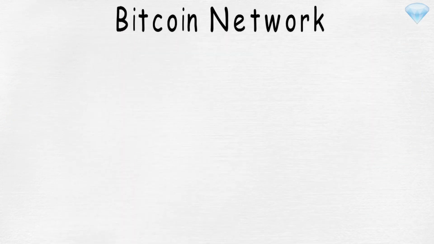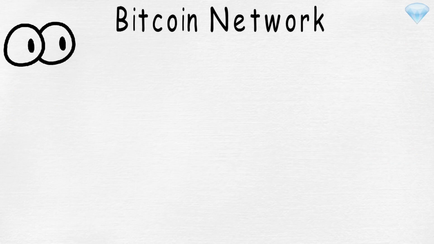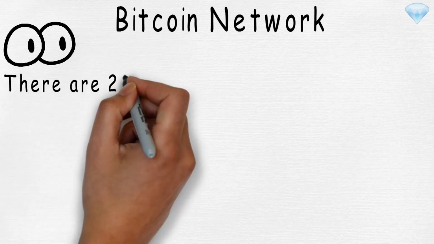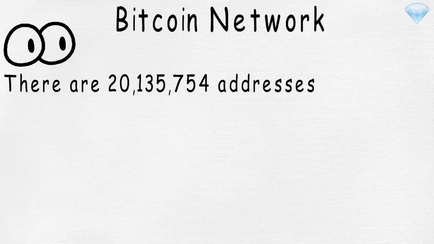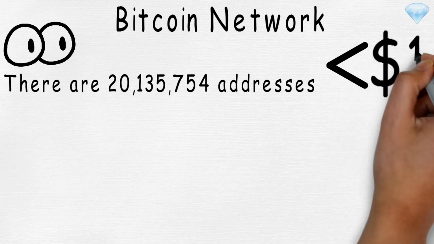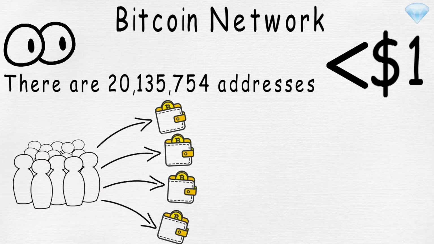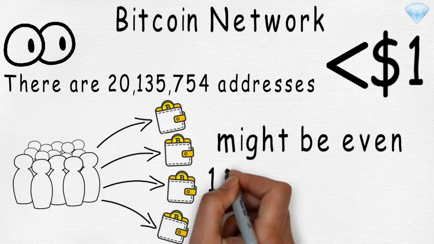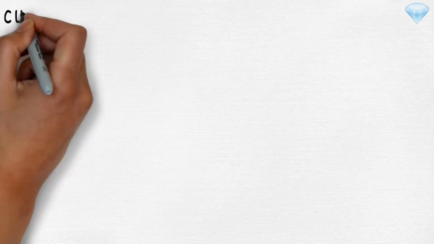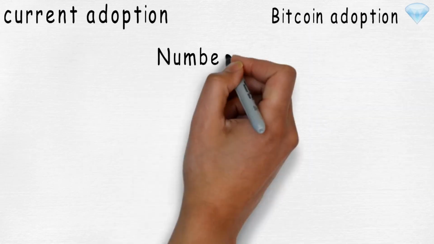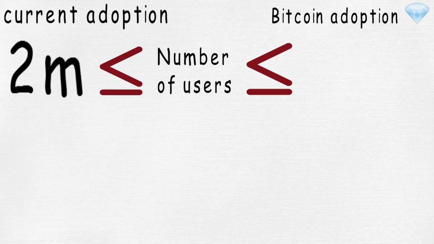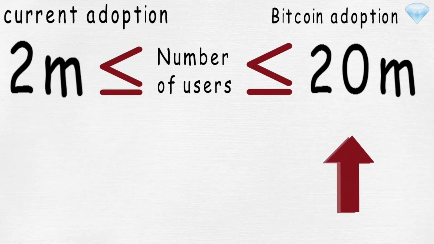Bitcoin network. Now let's take a look at the Bitcoin network. There are about 20 million addresses with the balances greater than $1. Many users might occupy multiple addresses, so actual user count might be even 10 times smaller. Current adoption. Current projected Bitcoin adoption is between 2 million and 20 million users. Okay, let's assume there are 20 million users.